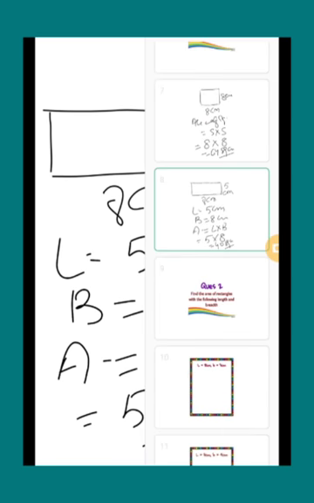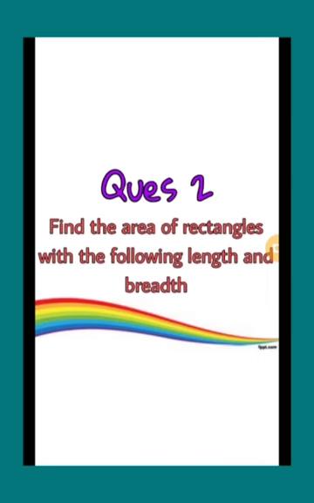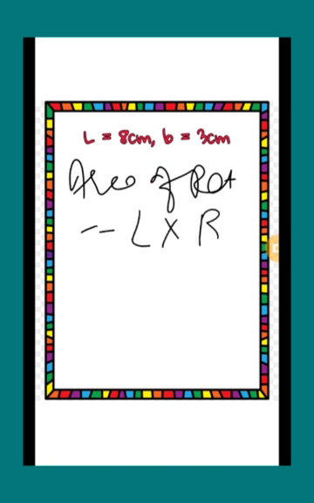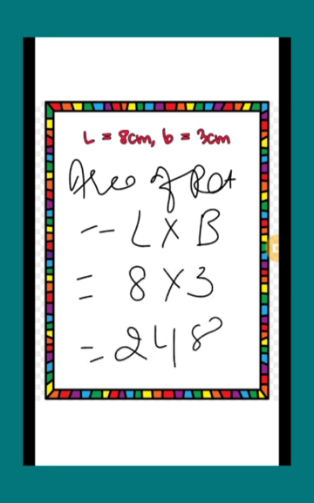Now see next question, which is find the area of rectangles with the following length and breadth. In this question, you have to calculate the area of rectangle. What is the formula of area of rectangle? The area of rectangle is equal to length multiply breadth. So let's start with the first part. And this length is equal to 8 and breadth is equal to 3. So area of rectangle is equal to length multiply breadth, which is equal to 8 multiply 3. 8 3s are 24 square centimeter is your answer.